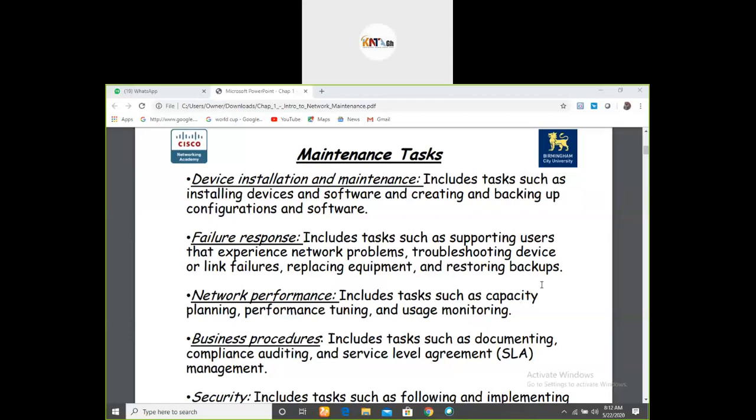Now, the next maintenance task is network performance. This task includes capacity planning. How many people are on your network? How many people do you envisage on your network? And therefore, what are you putting in place so that when all these people are on the network, it will be up and running? That is very important. And to make sure your network performs well, you need to perform tuning.